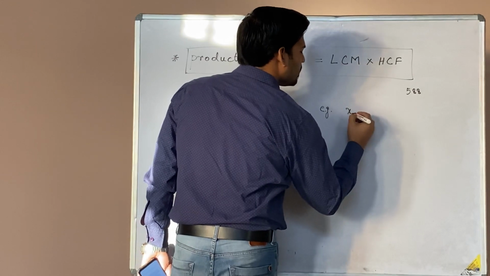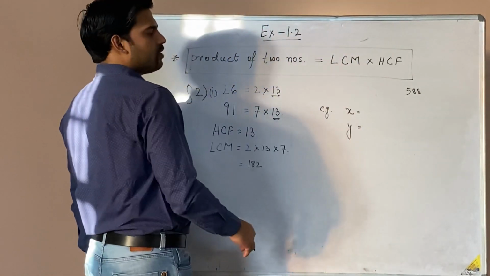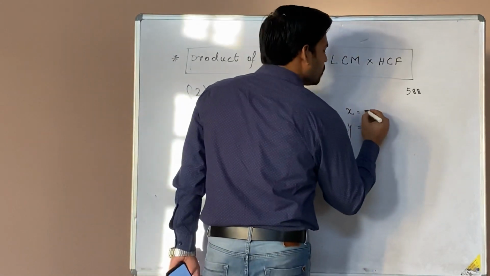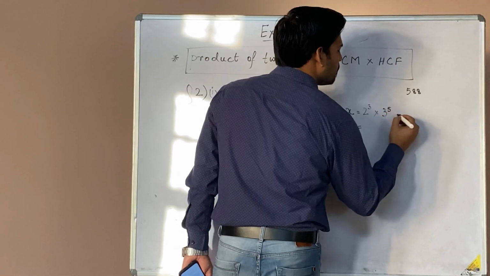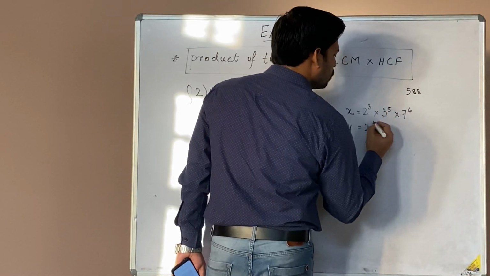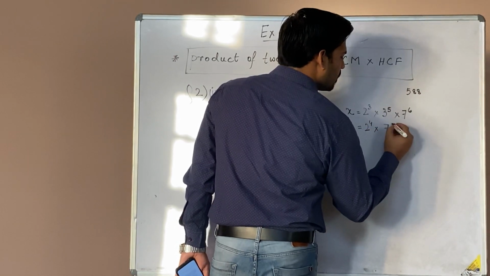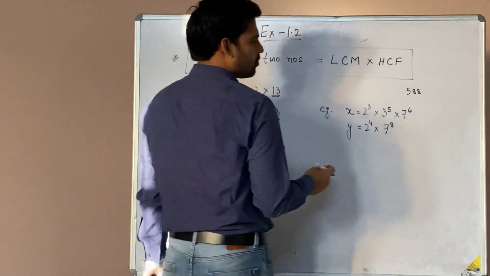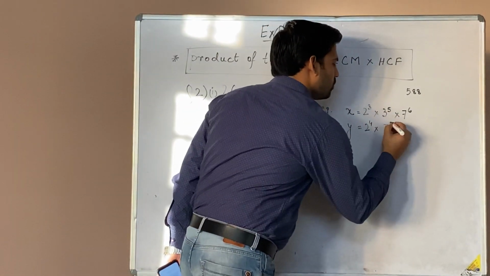Suppose any number x is there and any number y is there. And when you are calculating the prime factors of these two numbers, you got suppose 2 three times, 3 five times, 7 six times, 2 four times, 7 eight times. Okay, suppose 7 two times.